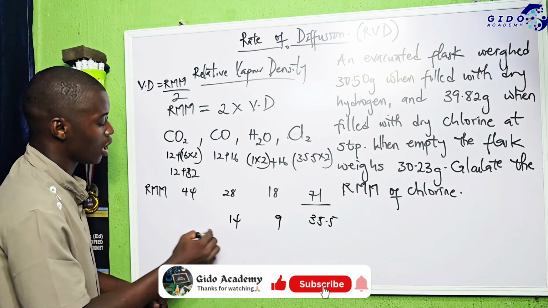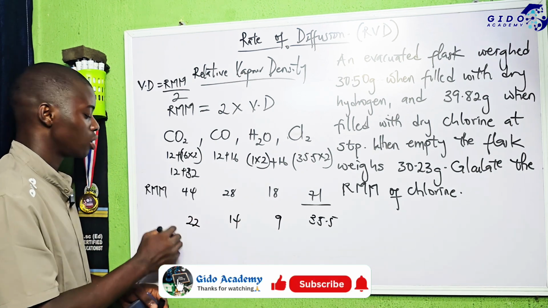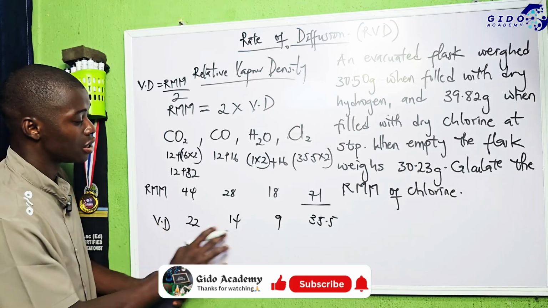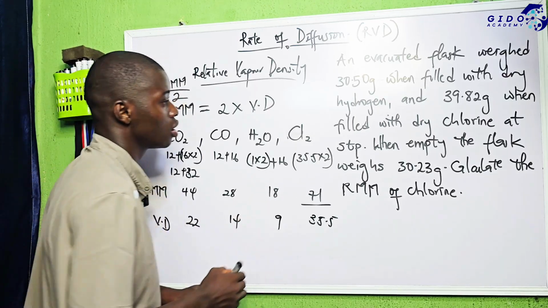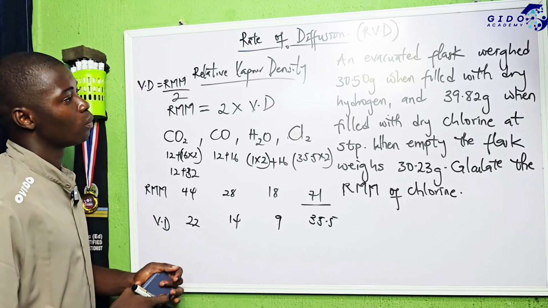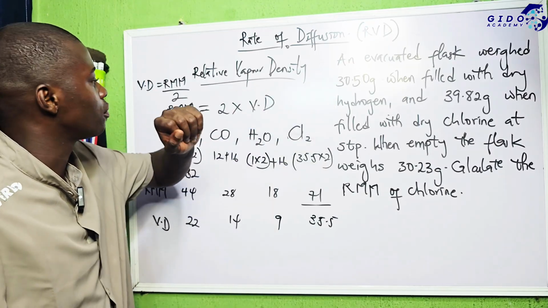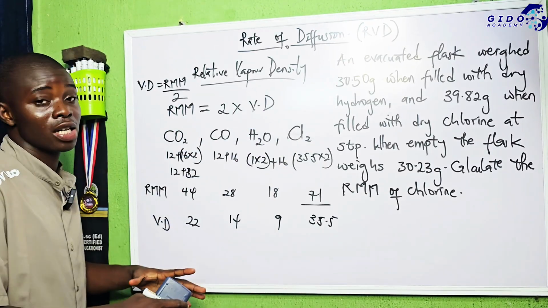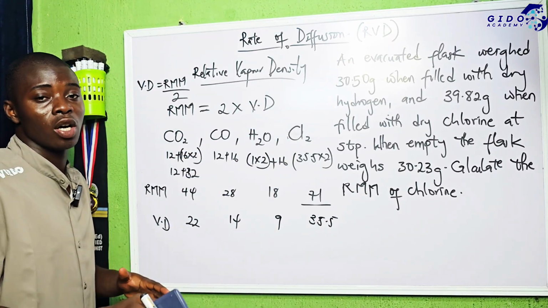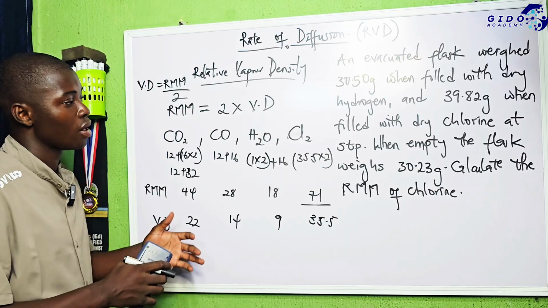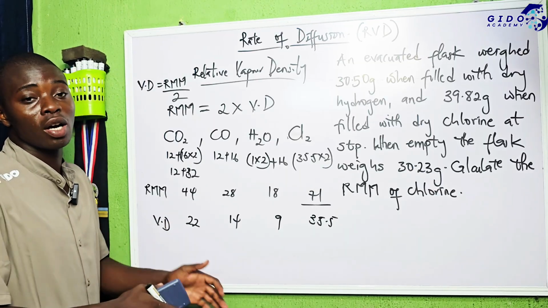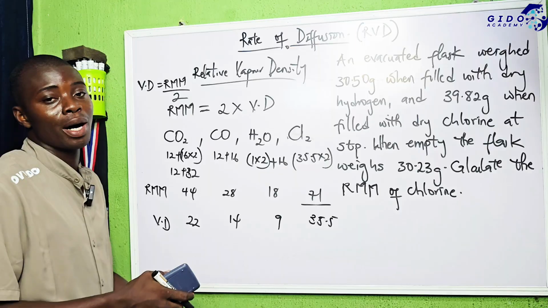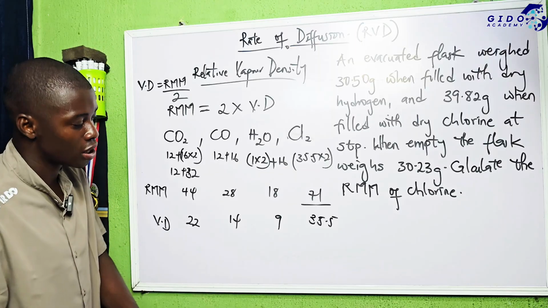This divided by 2, we have 14. This divided by 2, we have what? 22. So this is the vapor density, and this is the relative molecular mass of those compounds. Now, let's read this question closely. So as long as you have this concept already, I believe that you know the difference between relative molecular mass and vapor density. So if you were given the relative molecular mass of the compound, divide that by 2 to give you the vapor density.